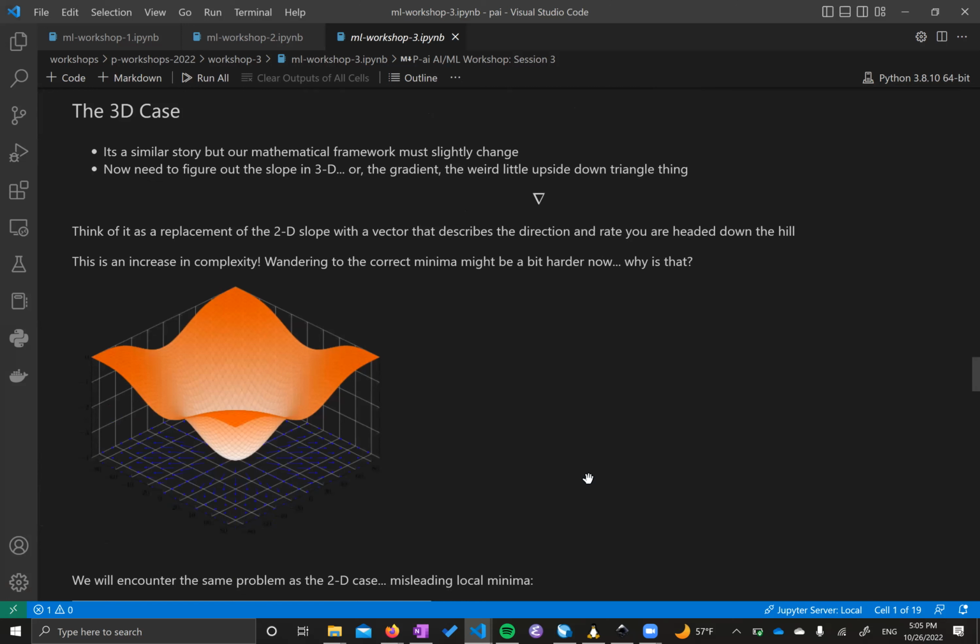Okay, so let's level up then and talk about the 3D case. The stuff is basically the same, right? But we have a slight change in mathematical framework. And that change is that we go to this thing called the gradient, which is this upside down triangle thing. And what does that mean?